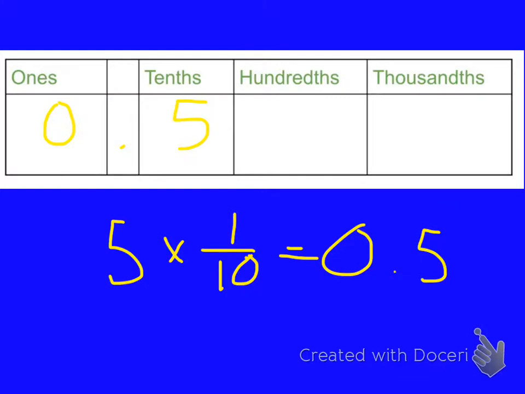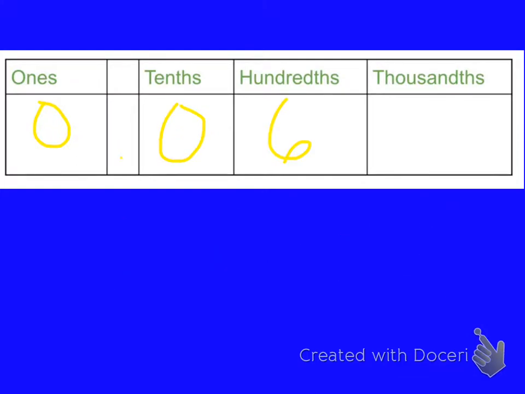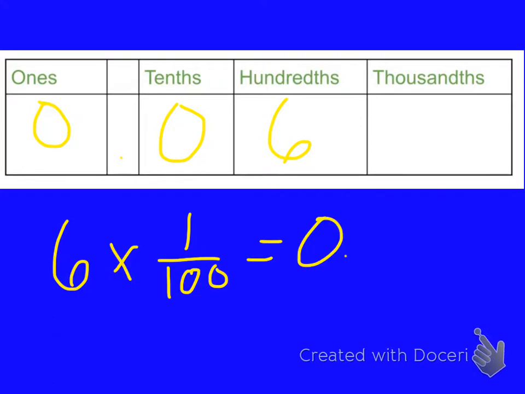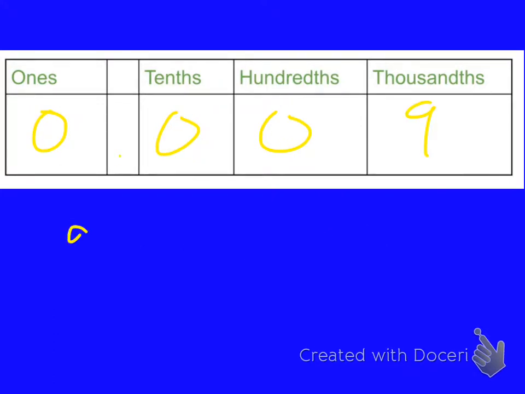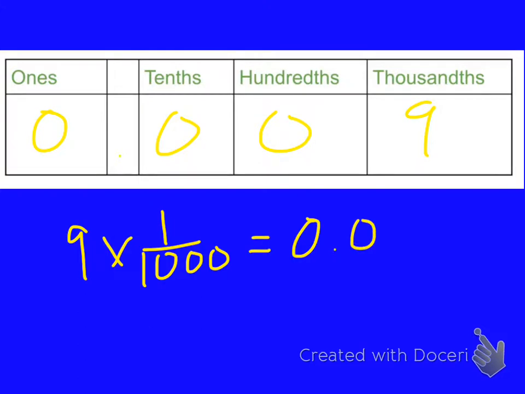Alright, so basically we're just taking these numbers and turning them into fractions. 6 hundredths then would be 6 times 1/100th. Is how you write 6 hundredths. Let's say you have 9 thousandths, it would be 9 times 1/1000th equals 9 thousandths.